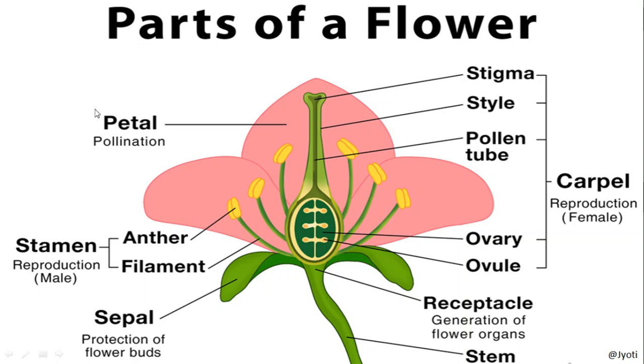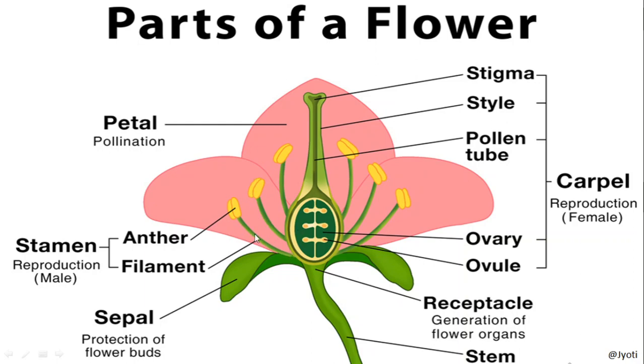Okay. And what is the function of petal? Petals help in pollination by attracting the insects with their bright color. And what is the function of sepal? The sepal protects the flower bud. When the flower is not fully developed or bloomed, the bud is there, and the bud is totally covered by the sepals. Then inner to the petals, the next floral leaves are the stamens.